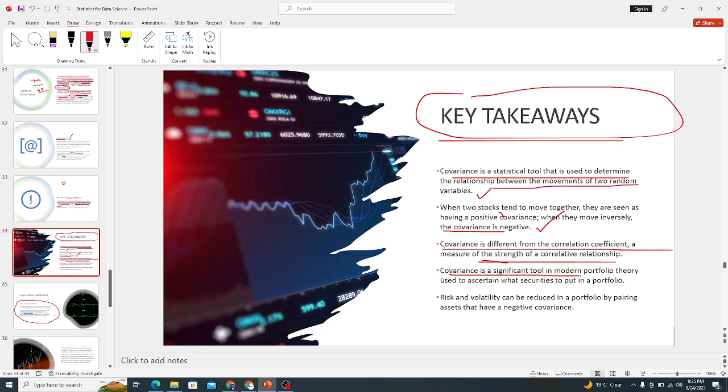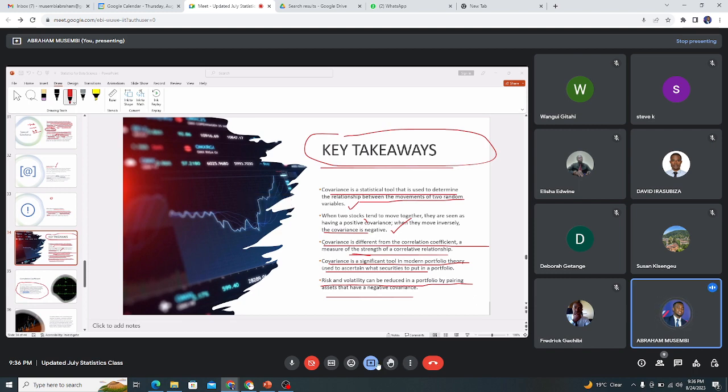So covariance is a significant tool in modern portfolio theory used to ascertain what securities to put in your portfolio. It teaches you when to diversify your risks. Then risk and volatility can be reduced in a portfolio by pairing assets that have negative covariance. So assets that have negative covariance can't be affected by one factor. If we have one factor which is affecting a certain group of shares or assets, then you also have another group which is not affected. Okay, and that marks the end of my class, unless now you have questions.